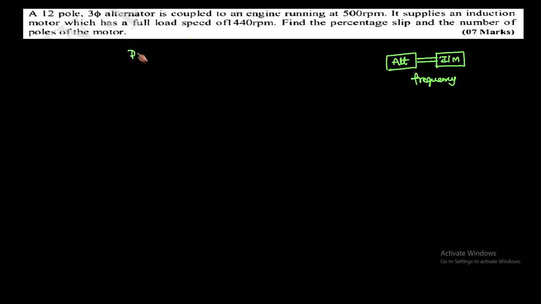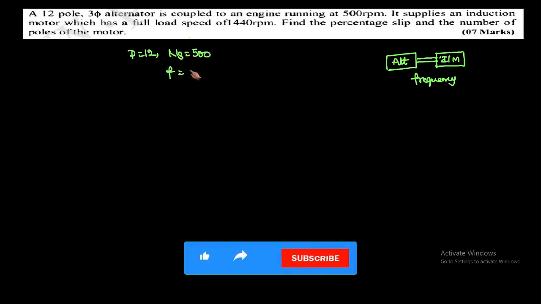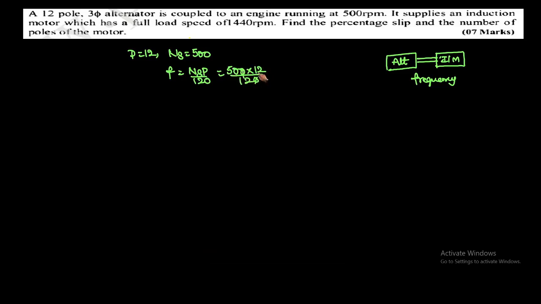The given data: the number of poles is 12 and it is running at 500 rpm, that means the synchronous speed of the alternator is 500 rpm. So the frequency is Ns into P divided by 120. Ns is 500, P is 12, divided by 120. We get the frequency as 50 Hz. This is the frequency at which the induction motor is connected. So that is the information given.